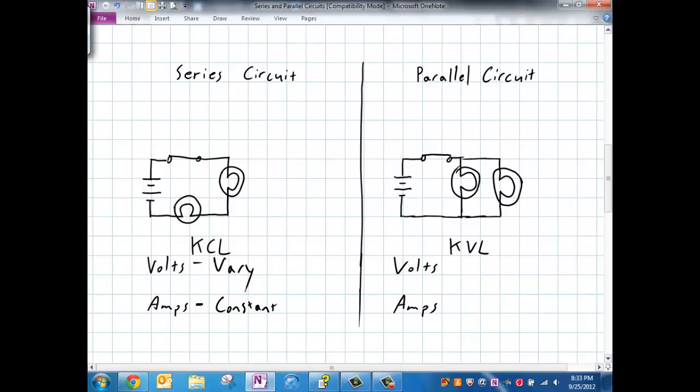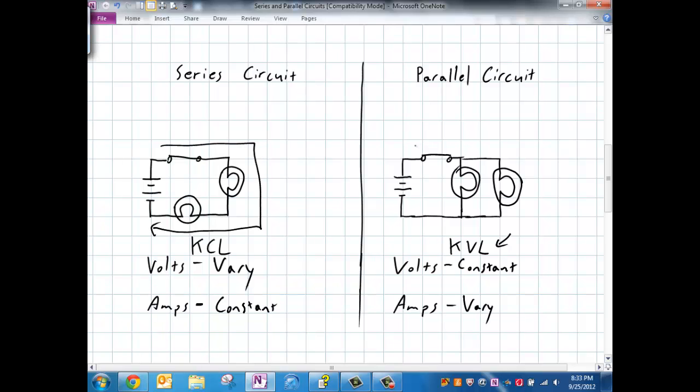Now amps are constant because the electron flow has only one path to follow. So there is no way that the amount of electrons can go somewhere else. Now in a parallel circuit we have the Kirchhoff voltage law. The KVL is going to be the opposite way, where volts are constant and amps vary.